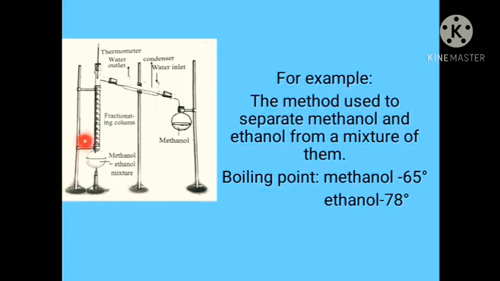Here the mixture of methanol and ethanol is here, and the fractionating column, and the water goes through this pipe and condenses, and when it reaches here, the methanol will be here and the ethanol will be here. Because the ethanol has a high boiling point compared to the methanol, it stays here, and the methanol, which has a low boiling point compared to ethanol, will be here. So let's see the video of it.